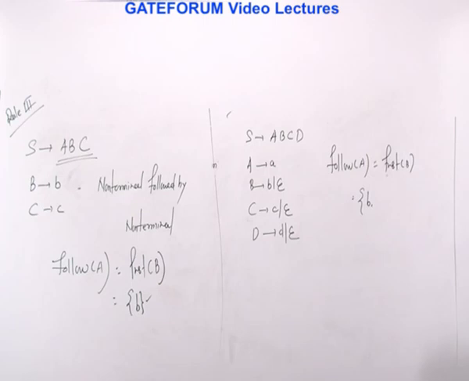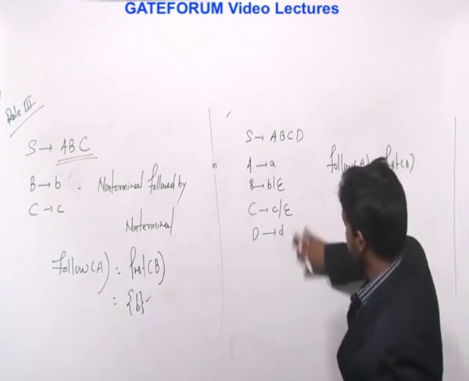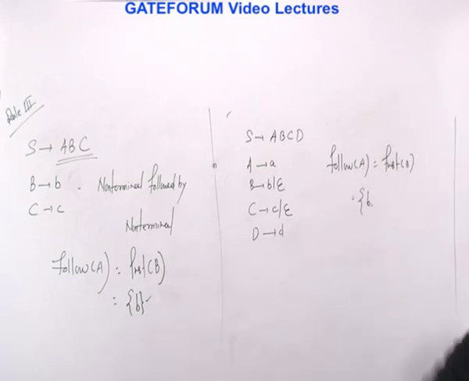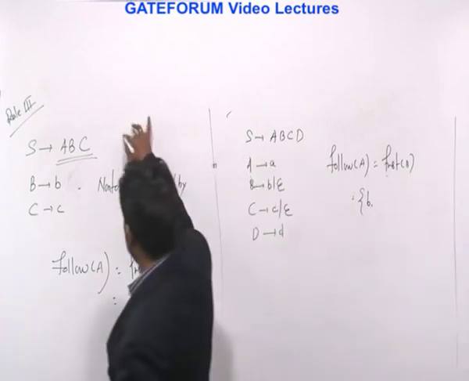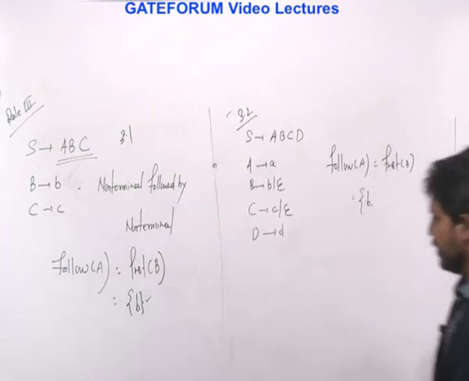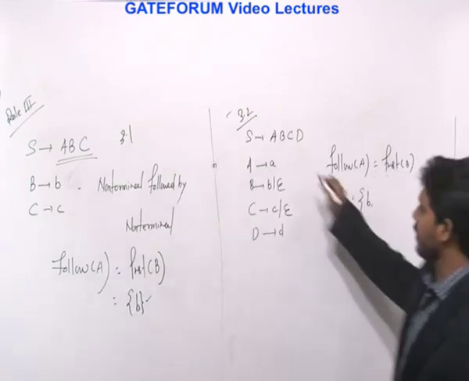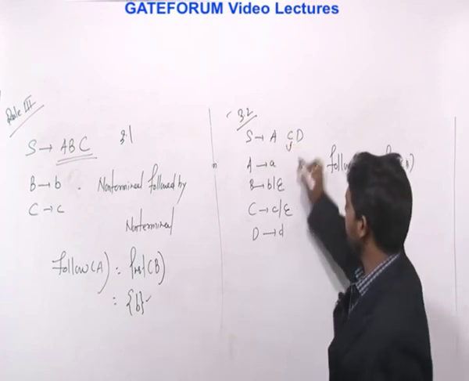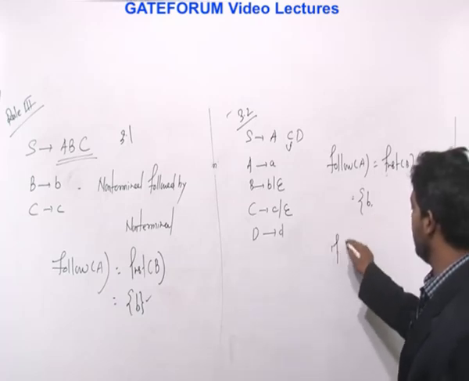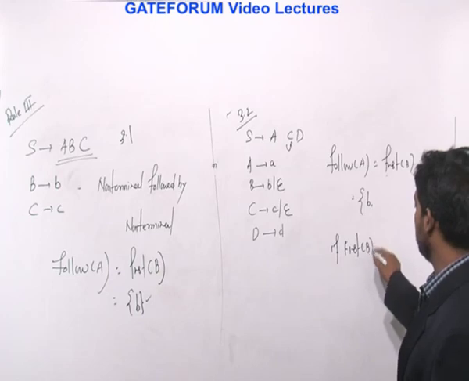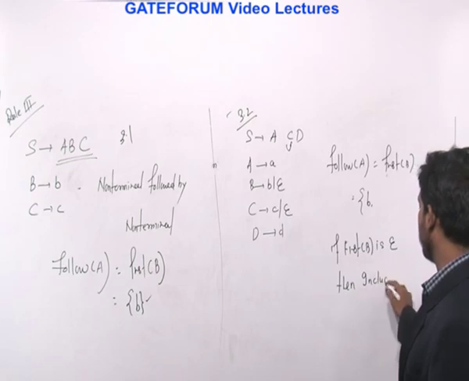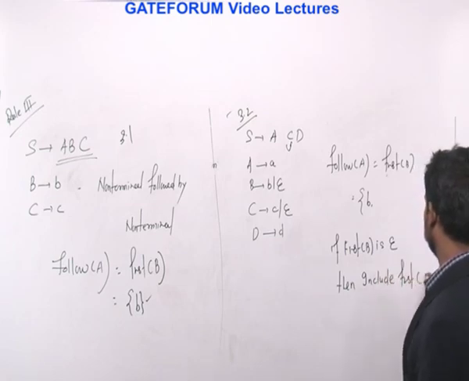If B derives epsilon, okay, let's have this case, only D. We'll have a stopping. This I'll say in the next rule. So this is rule 3.1, and this is 3.2. This I will extend in the next rule. Now B derives epsilon. If B derives epsilon, then this will go to the next symbol, that is first of C. So if first of B is epsilon, then include first of C also, and repeat that.